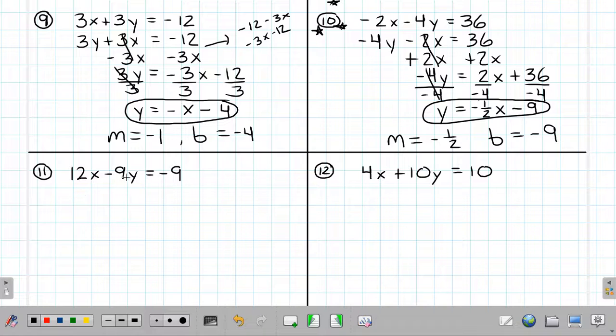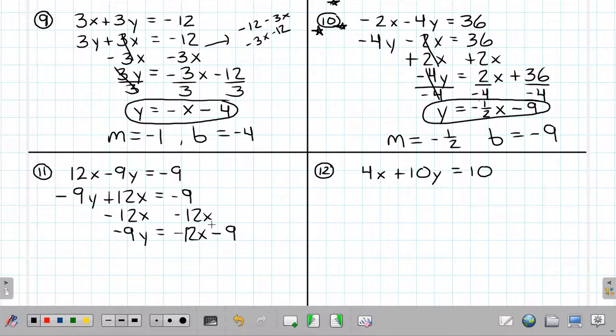Number 11, same kind of thing. Flip it around, so that would be negative 9y plus 12x. In this case, we're actually going to have to subtract 12x. So we get negative 9y is equal to negative 12x minus 9. Let me clean up that 12 a little bit, that looks a little wonky.